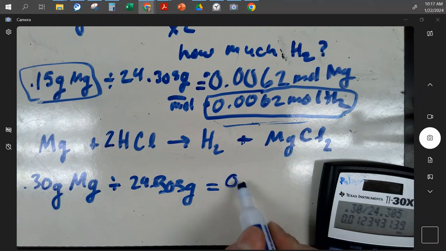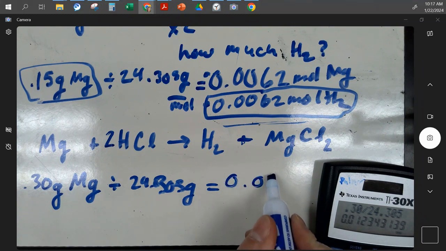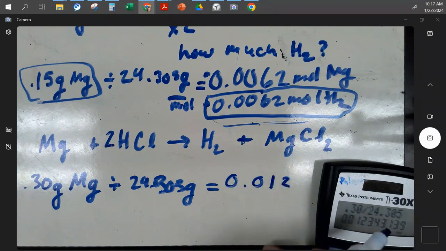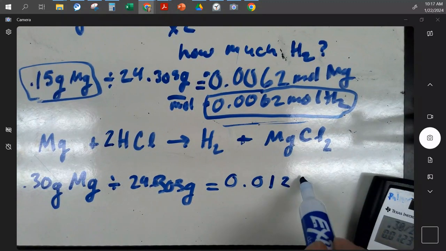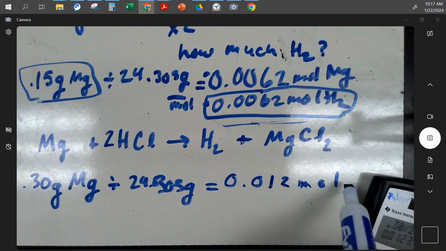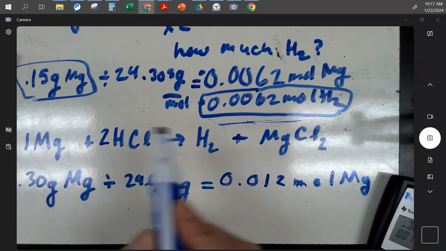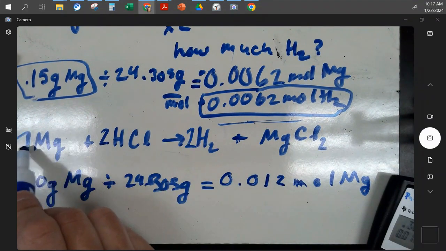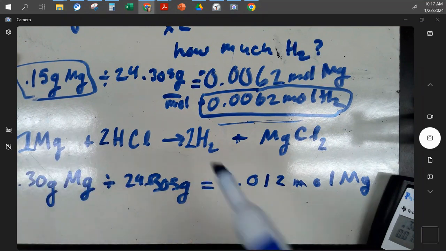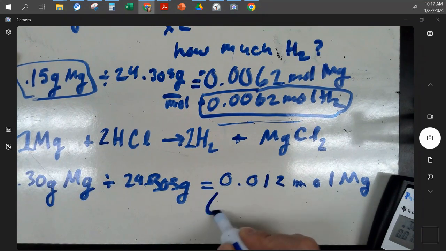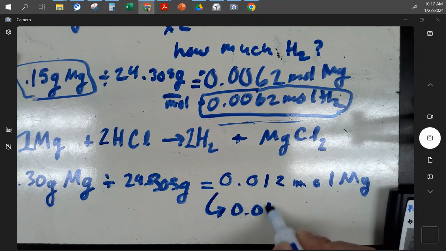Okay, so 0.012 moles of magnesium, but we decided it's a 1-to-1 ratio. So for 1 mole of magnesium, I should get out 1 mole of hydrogen. So this translates to mole of hydrogen.